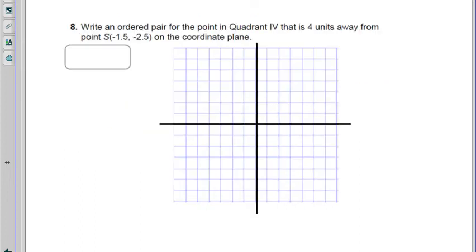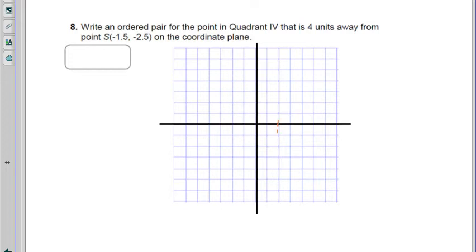Okay, for this next problem, I want to write an ordered pair for a point in quadrant 4. That's 4 units away from point S, which happens to be a -1 5/10, -2 5/10 on the plane. So I drew on my grid here an X and Y axis. And I need to choose a scale for it. And I'm seeing halves on there, 5/10 there. So I'm thinking that I want to make every 2 marks a whole.